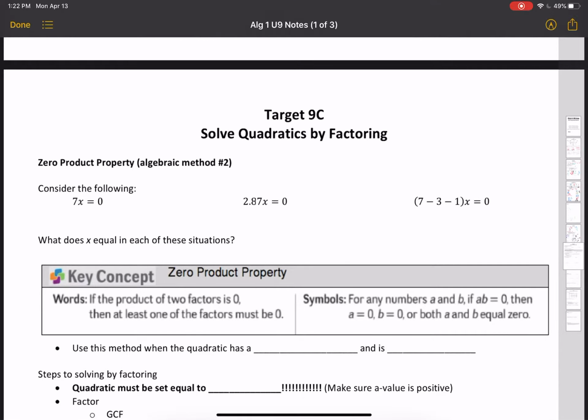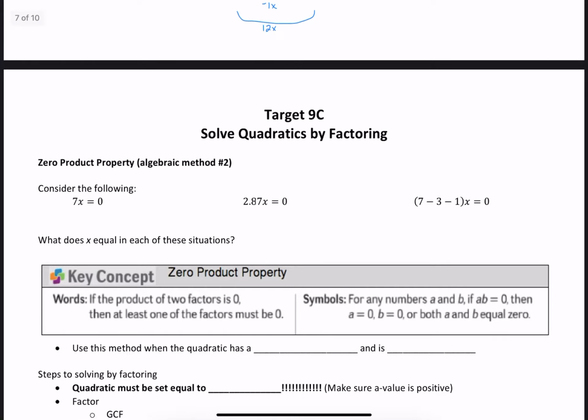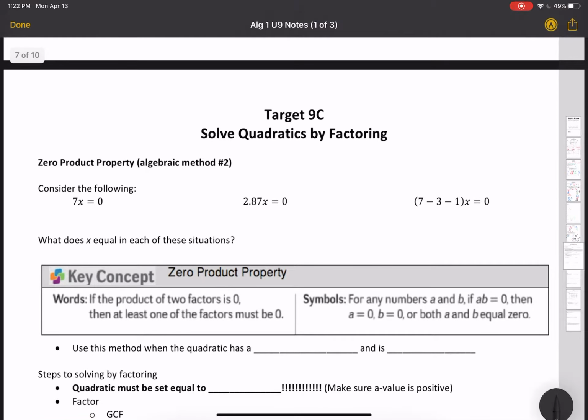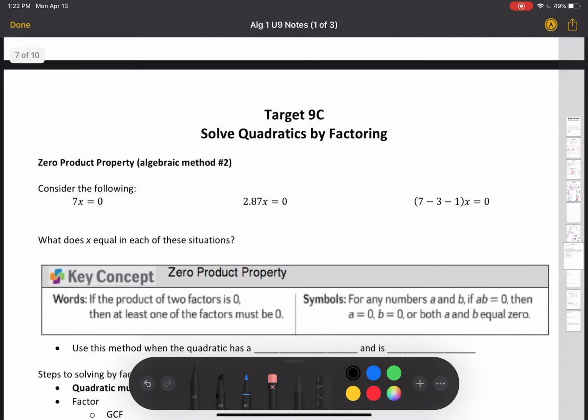And I don't really expect you to remember that name, but I want you to know how to use it. A zero product property, product meaning multiplication. So if two things multiply together to give you zero, like 7x equals 0, or 3x equals 0, if we have something like that, what would x have to be in each of these cases if we solve these?